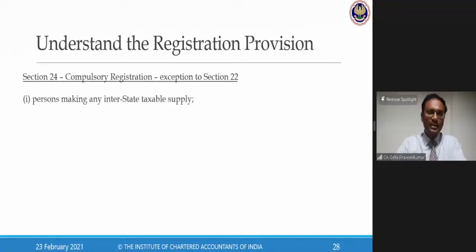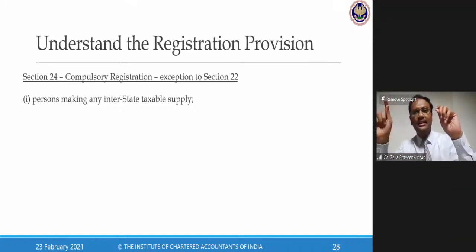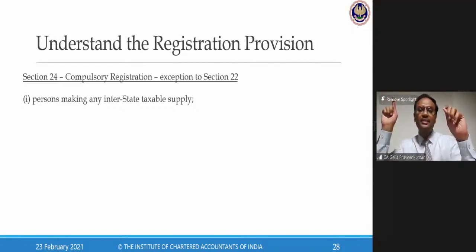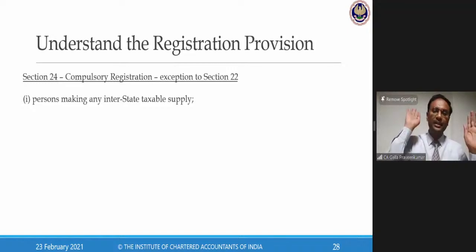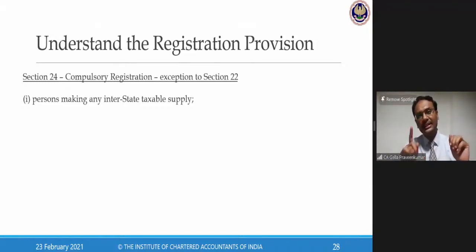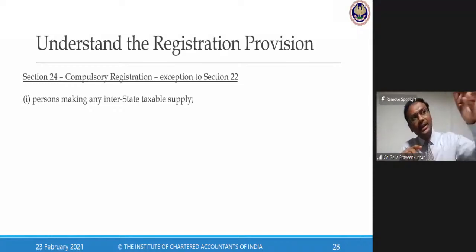Next. Now, section 24. When I read section 22, please make a note in your working note. Section 22 says compulsory registration on the basis of your threshold turnover. Write down: section 22 - compulsory registration continuation on the basis of threshold aggregate turnover. So section 22 says, till your aggregate turnover is within the threshold limit, no need to register.